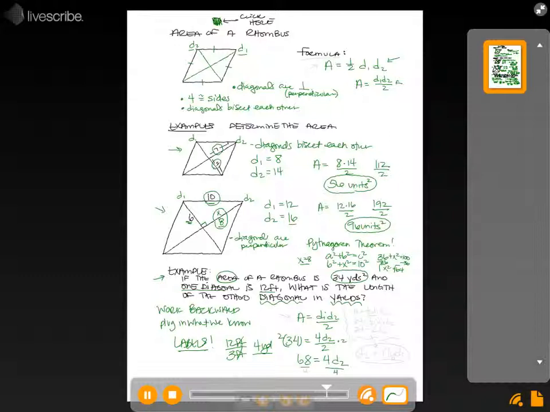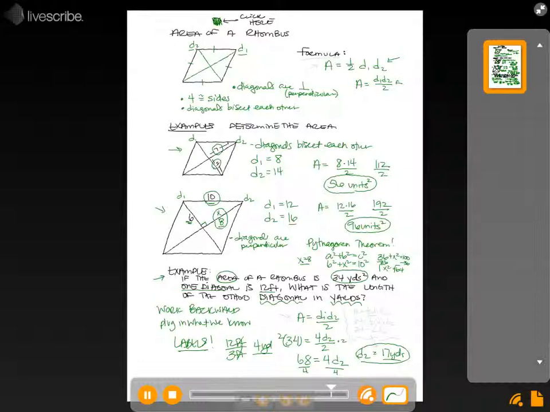Then we divide both sides by 4. So diagonal 2 is, we could put this in our calculator, 68 divided by 4. It would be 17. 17 yards. Because we wanted our final answer in yards. So that's one way to do the problem.